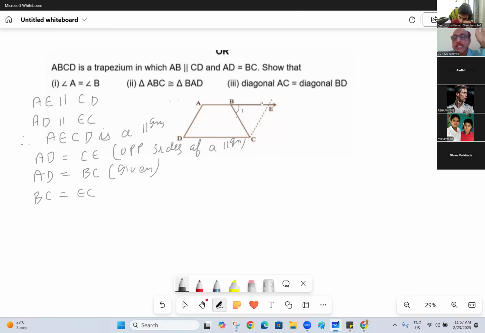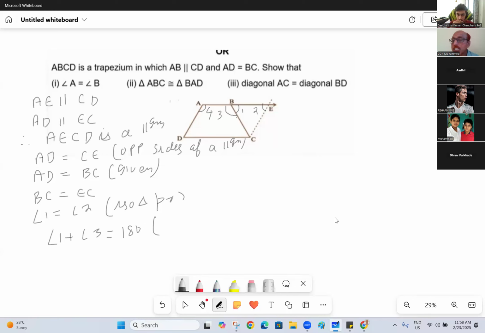Therefore, angle 1 is equal to angle 2, because of the isosceles triangle property. Clear? Now, we want to prove angle A is equal to angle B. This I will write 3 and this I will write 4. Angle 1 plus 3 is equal to 180, and angle 2 plus 4 is equal to 180.